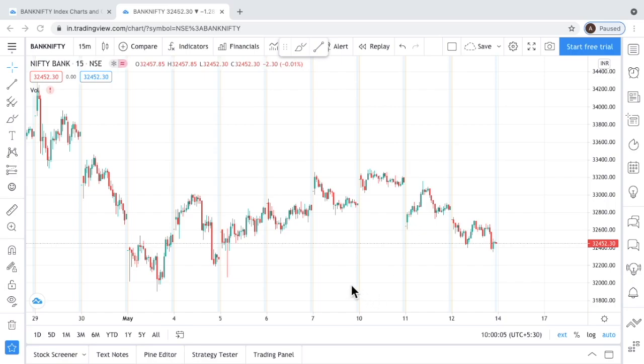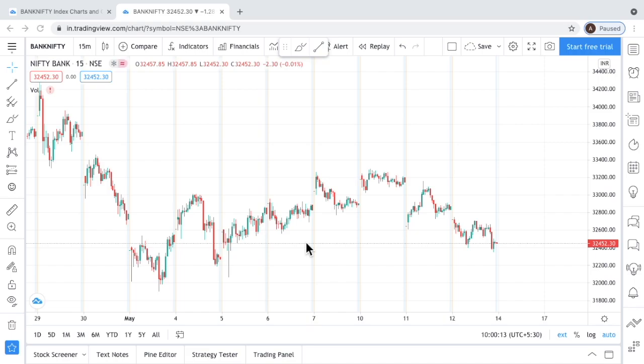Today we are going to be seeing why support, resistance and trend lines are very important, especially for day trading and even for positional long-term trades. How to determine that and how to take a trade based on that. So let's do some backtesting on Bank Nifty.